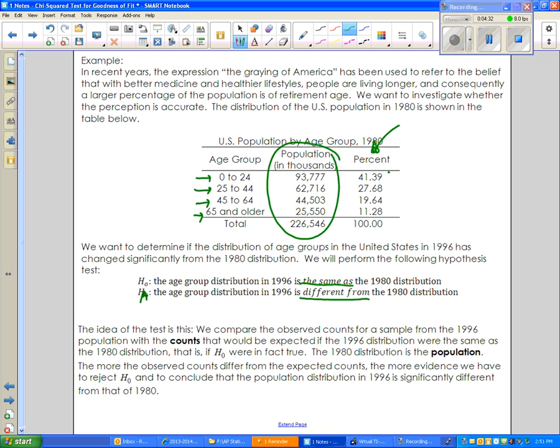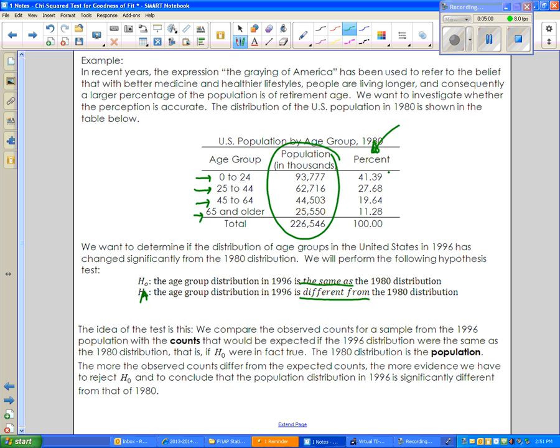So, but it's not actually considered a two-tailed test, and I'll show you that in a little bit. But our null and our alternative hypothesis can only be written out in words. The idea of this test is that we're going to compare the observed counts for our sample from 1996 with the counts that we would expect in the 1996 distribution if they were the same as the 1980 distribution. That is, if the null hypothesis were in fact true.